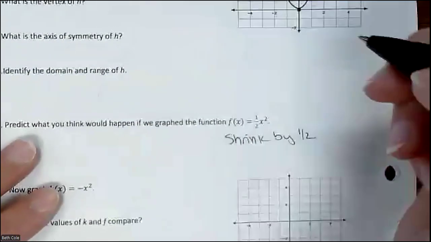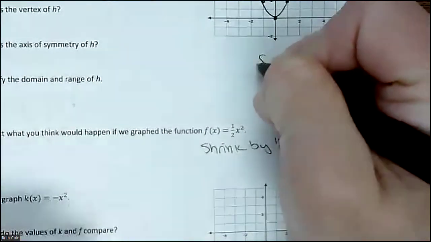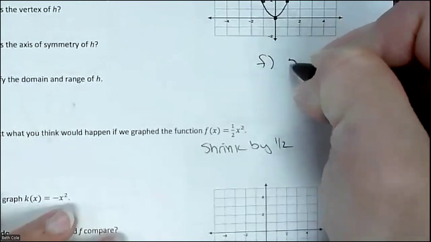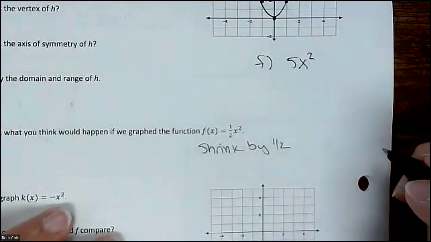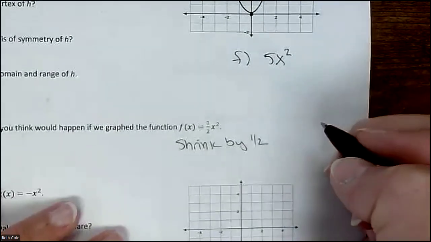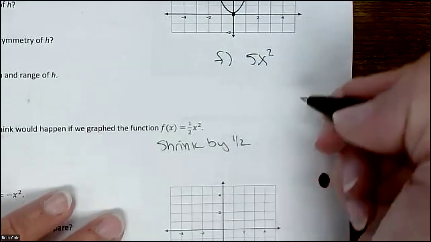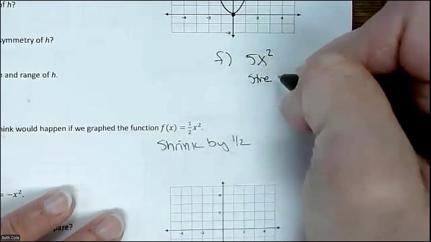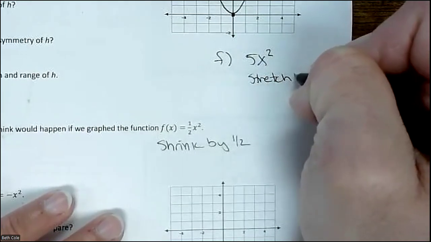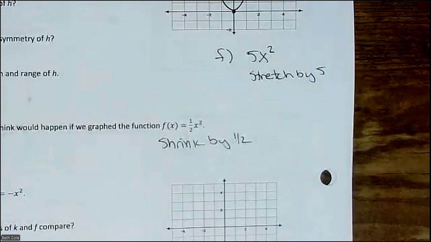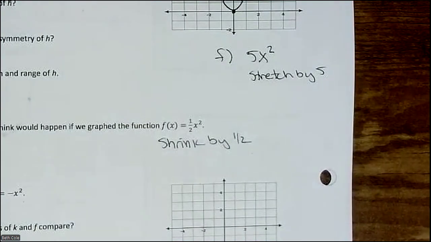Let me make up a couple more. Can you just pay attention? Or I'll just write them over here. We'll call this part F. Say it was 5x squared. What happened to the graph? Stretch by 5. So it would be 5 times as tall. It would be like if I took you and stretched you to 5 times your size. It would be like the kid in Willy Wonka that got put in the taffy puller. Do you know what I'm saying?